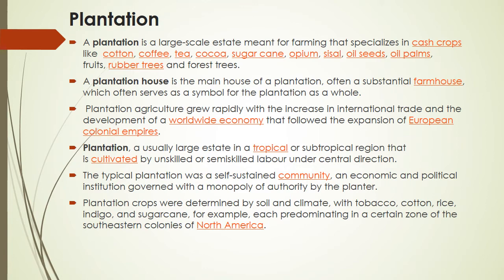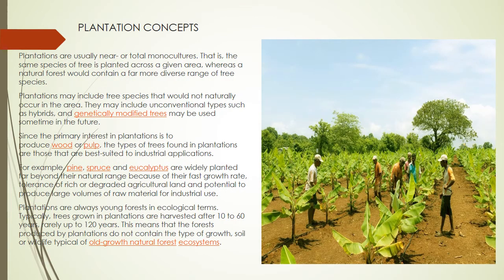Plantation crops were determined by soil and climate, with tobacco, cotton, rice, indigo, and sugarcane, for example, each predominating in the central zone of the southeastern colonies of North America. Now let us understand the concept of plantation.